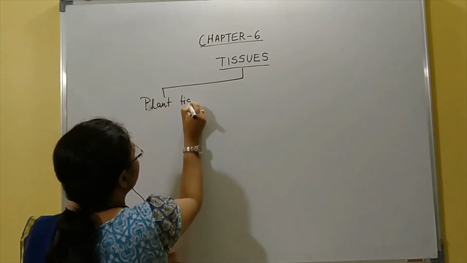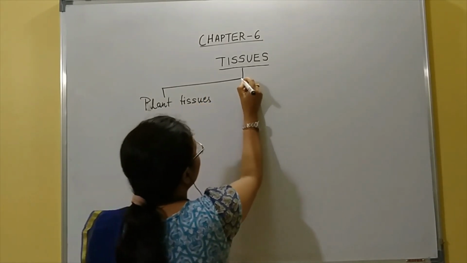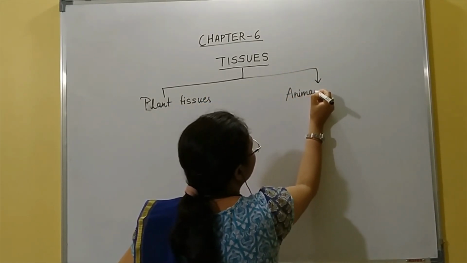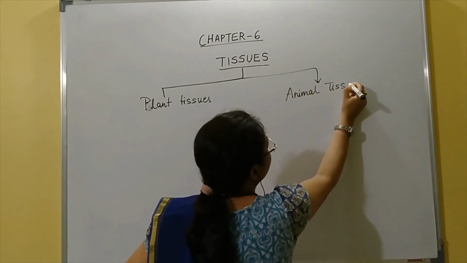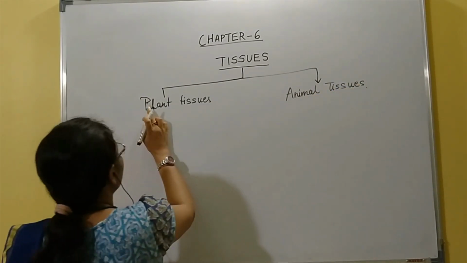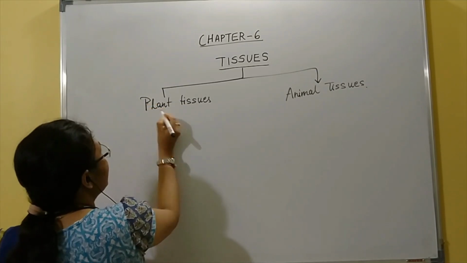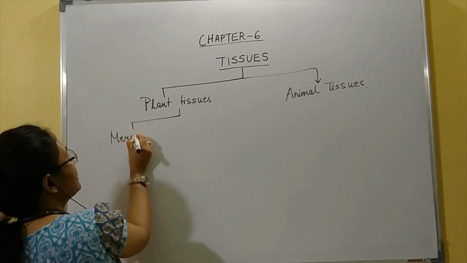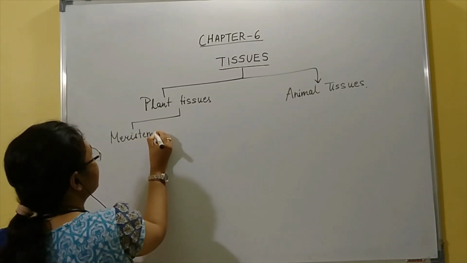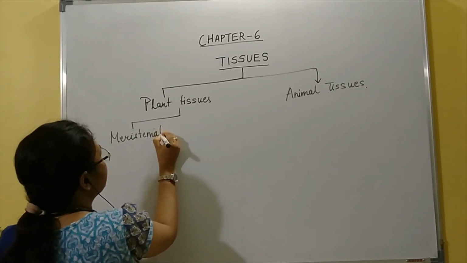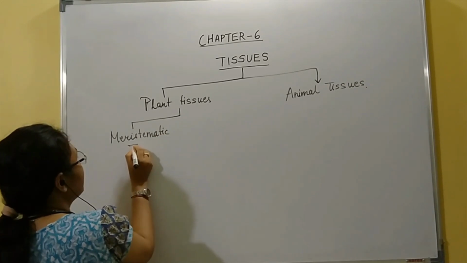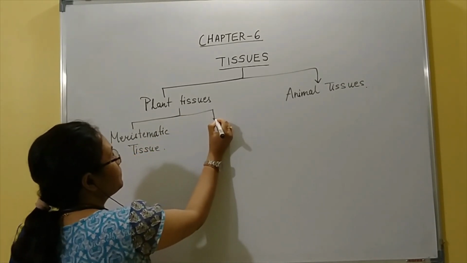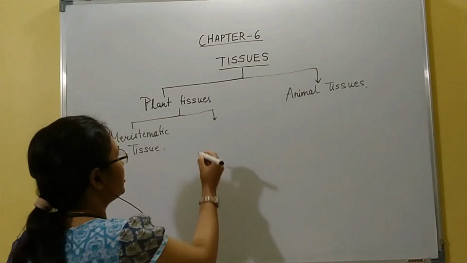plant tissues as well as animal tissues. Now the plant tissues can be divided into two categories, that is meristematic tissue and the permanent tissues.